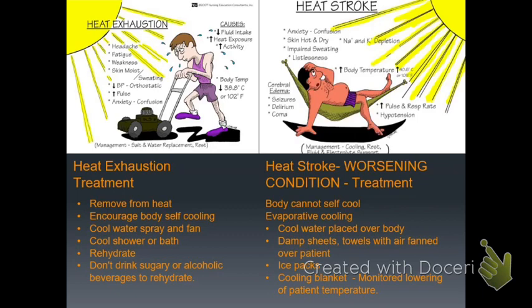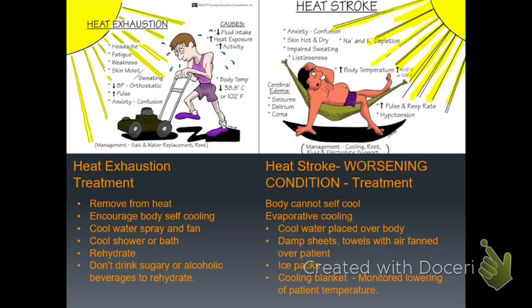So does that make sense? I really wanted to differentiate. Whereas if somebody goes down and they're still sweaty, then you can rehydrate them. That would be your first treatment. Give them Gatorade. Give them cool water. Get them in the shade. But if they have gone down and they're dry and hot to the touch, you can tell they already have a fever, then our job is to cool them.